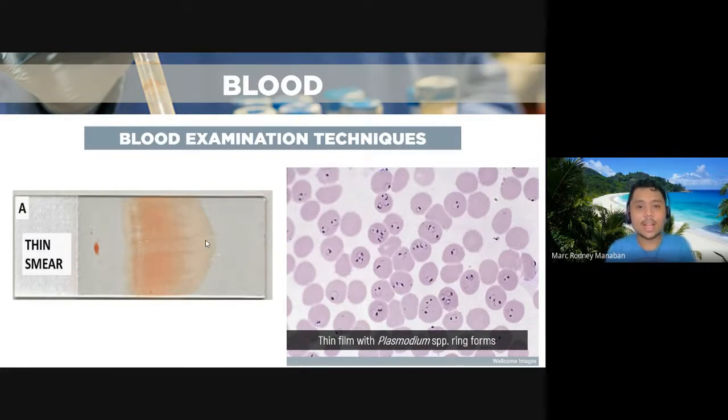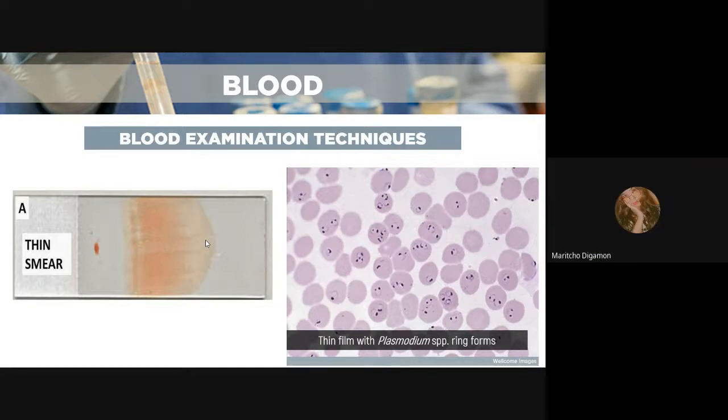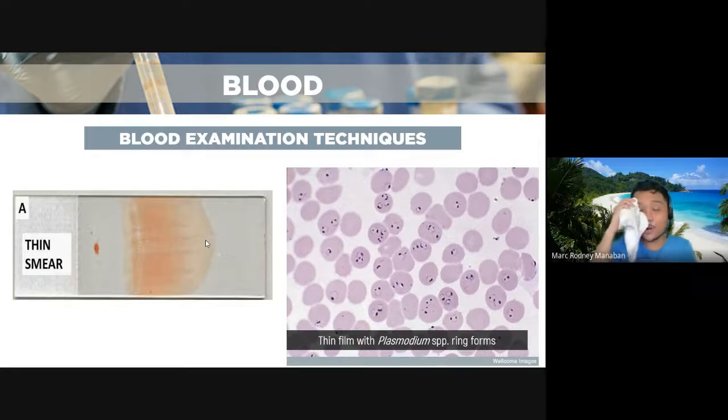Okay? All right. So again, what do you call this area in the smear where we examine your blood cells? What do you call this area? Zone of morphology. Okay, the zone of morphology. Very good. Zone of morphology or the critical area of examination.